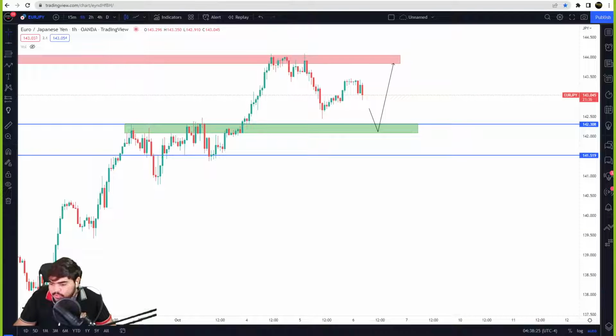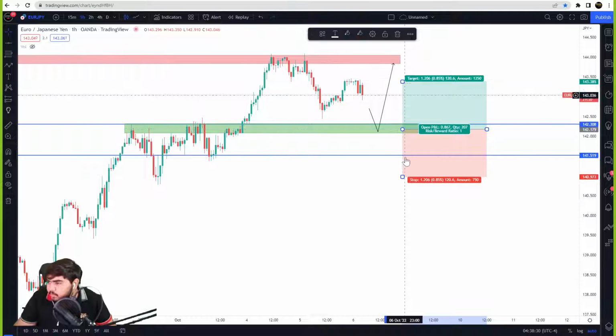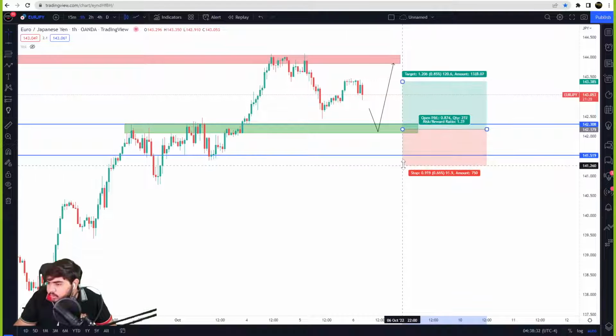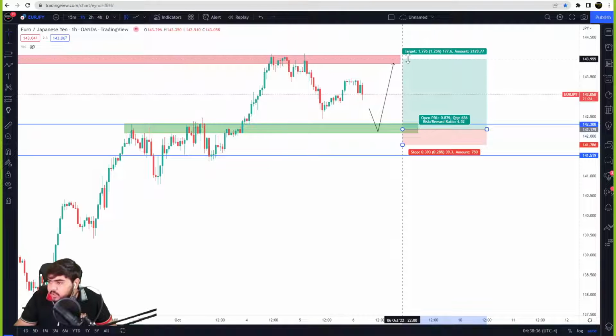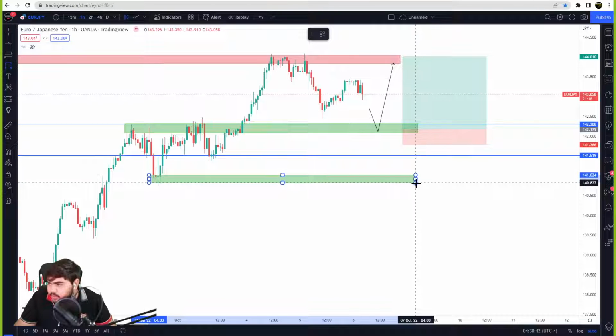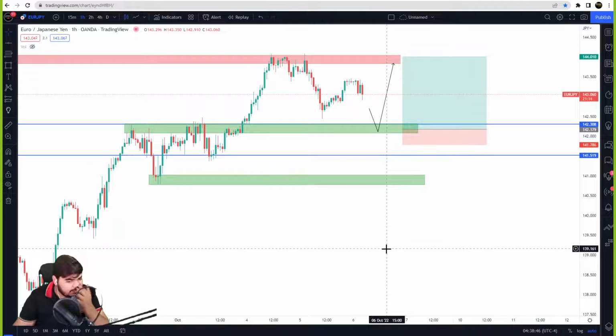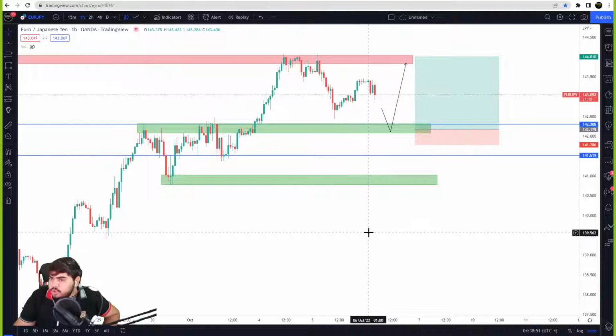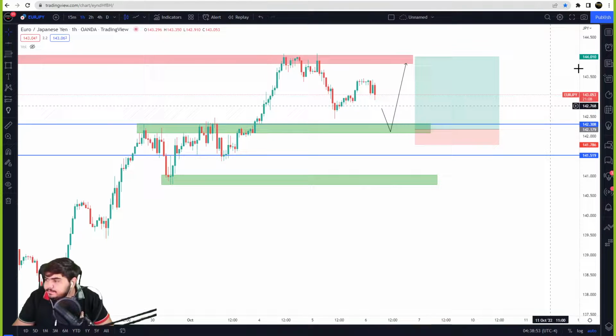So let's look for buys around this key level of support, around this area, something like this. In case of a break below this support area, then this is going to be our next key level for the buys. So let's watch Euro JPY around this area.